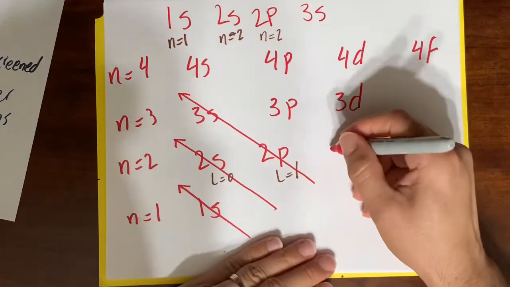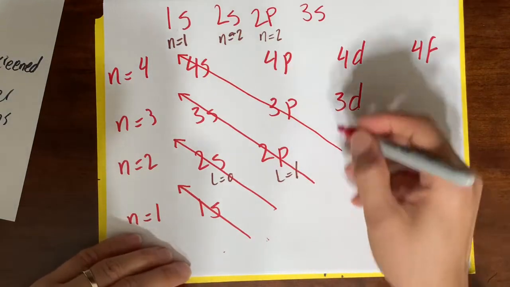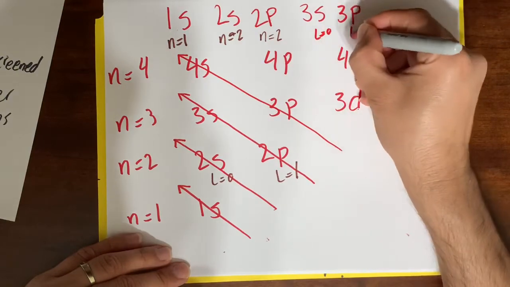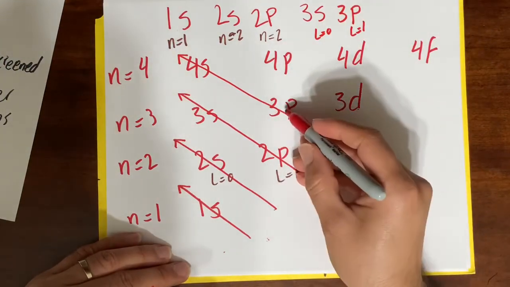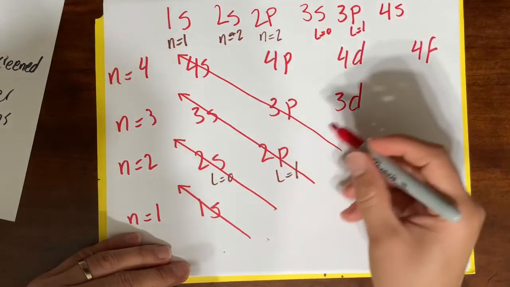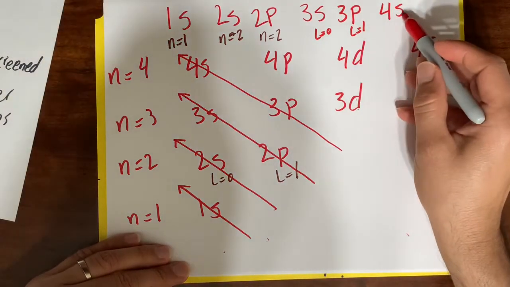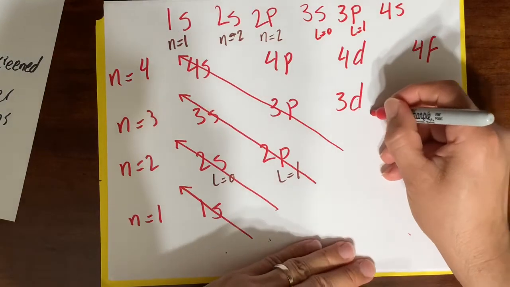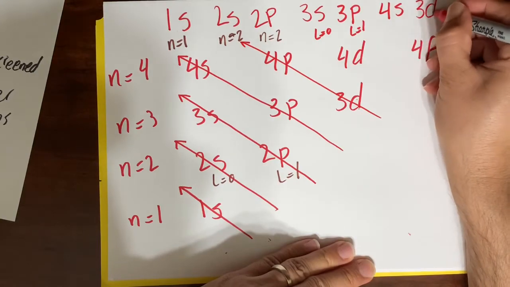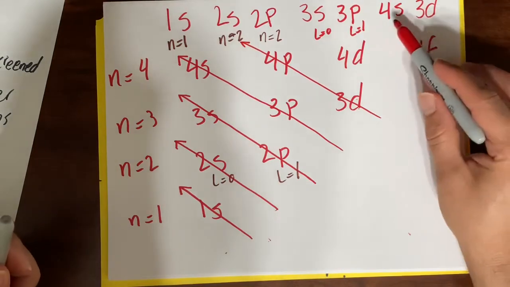And check this one. Fourth vector is passing the 3p. Again, L0 versus L1. And after the 3p, we have the 4s. Not the 3d. Not the 3d. Right, the 4s. And after that one, you'll have the 3d. So as you see, 3d showed up after 4s.